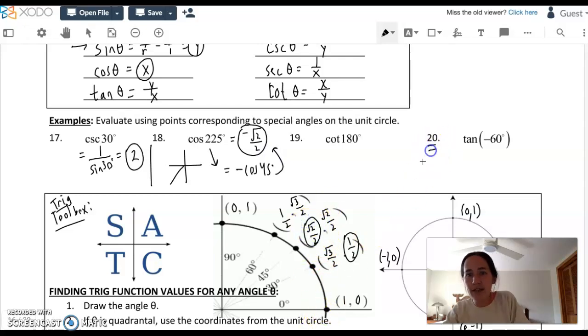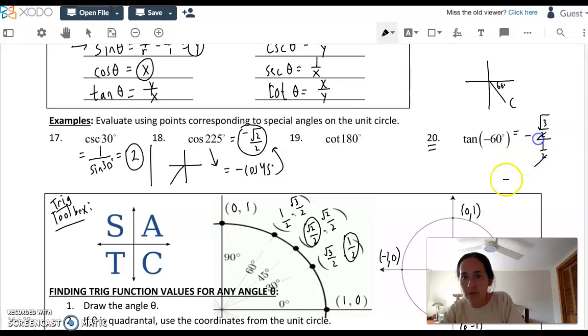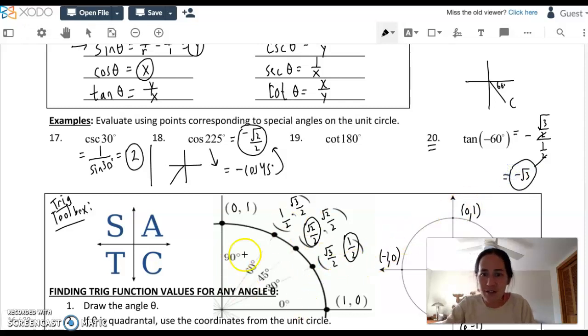Let's do tangent of negative 60, and let's pretend like I just have this picture at the bottom. What quadrant are we in? Negative 60, quadrant 4, ASTC. So I know my answer is going to turn out negative. What's the reference angle? Well, it's 60 degrees. I'm going to look at this little unit circle quadrant 1. Tangent is the y over the x, so negative square root of 3 over 2 divided by a half. Cancel those 2's. So negative square root of 3.